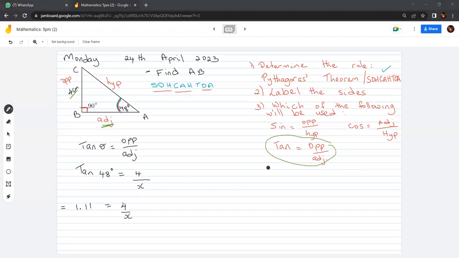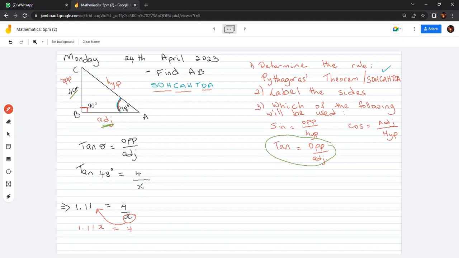Now, I want to know what is x. So I want to get x on one side of the equal sign. You could do cross multiplication, or you can do what I like. I like to carry everything across the equal sign. I'm carrying the x across here because I can't free this 4 unless I remove the x. So I'm going to bring it across, and because that x was divided, when it goes across, it's going to become multiplying. So I'll have 1.11x is equal to 4.